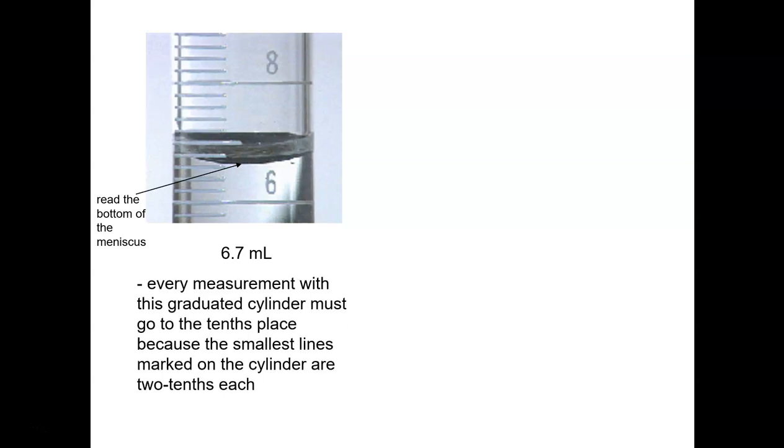Now, if you think that's directly on the 6.6 line, I would have no problem with that if you called that 6.6 milliliters. The key here is that you realize this graduated cylinder, since it has 2/10 marked on there, then you must read to the nearest 1/10 every time. If that meniscus was right on the 7 mark, you would have to write down 7.0, not just 7.